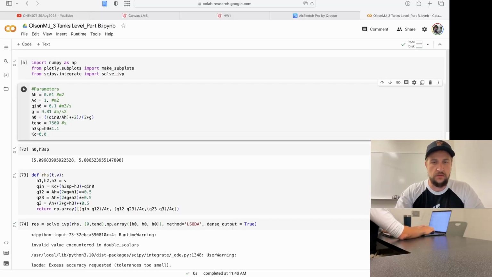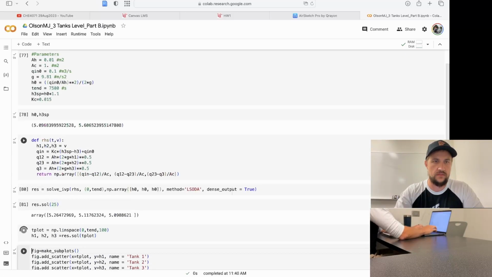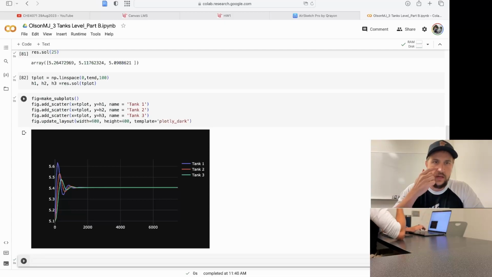And so let's try, what was a decent value? 0.1, well, we didn't try this. Let's try 0.15. So pretty large oscillations, but at the expense of never hitting our set point.